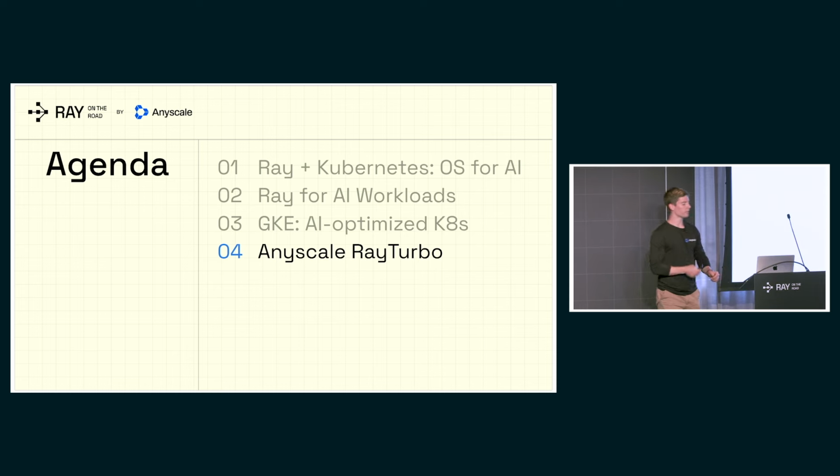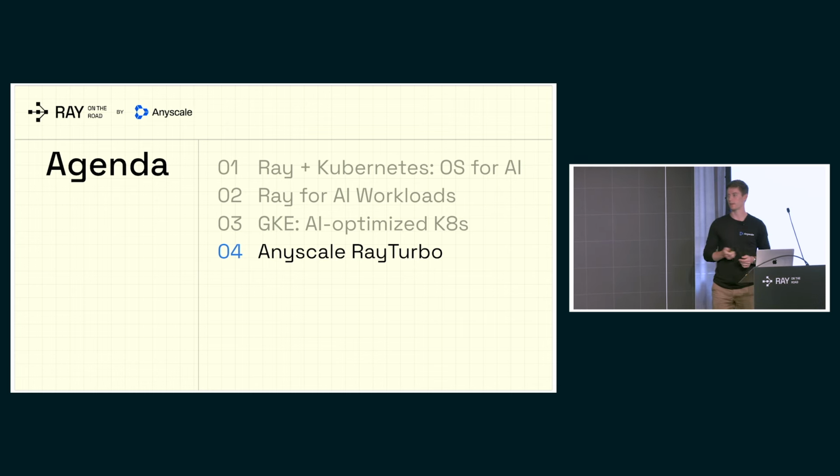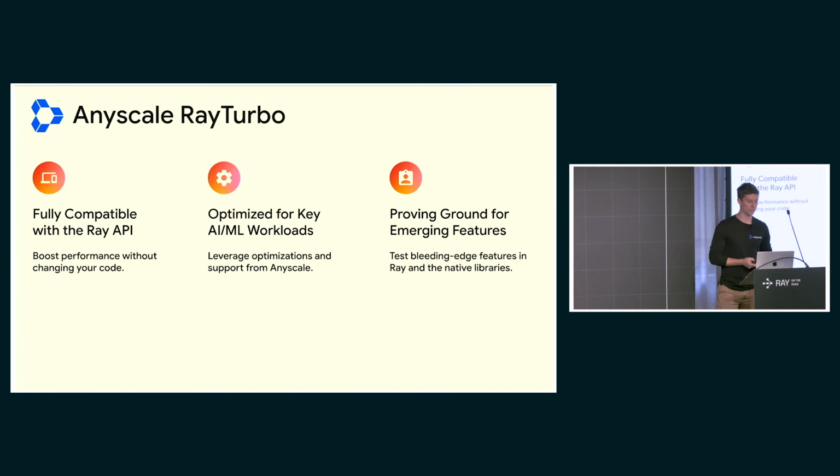Yeah, so we talked a little bit about Ray and Kubernetes and how they're playing together, and we also talked about how GKE is kind of a version of Kubernetes that's optimized for AI workloads. So I also want to talk a little bit about some of the work that we're doing with Anyscale's RayTurbo, which is our optimized Ray runtime.